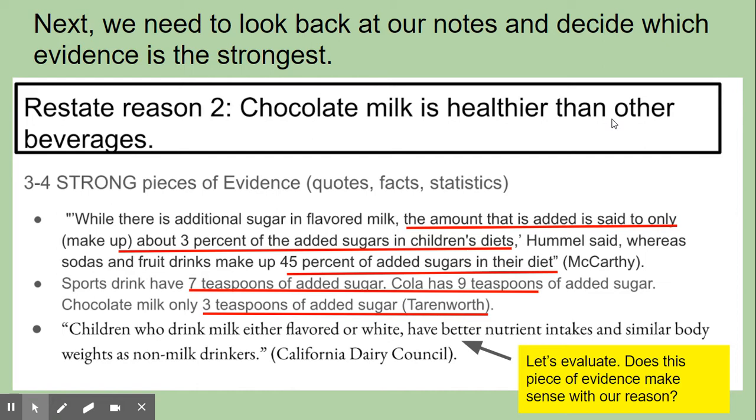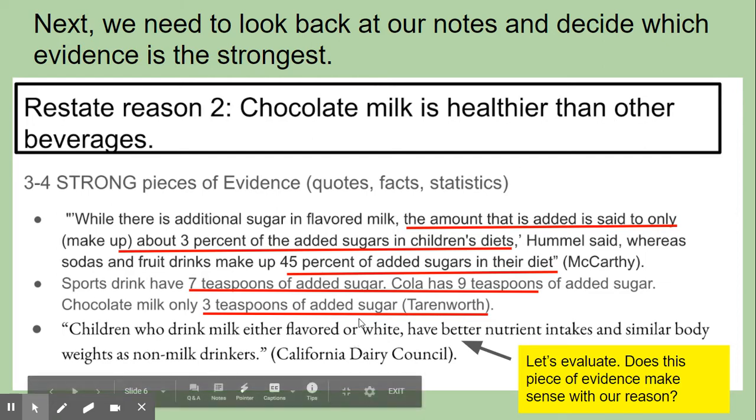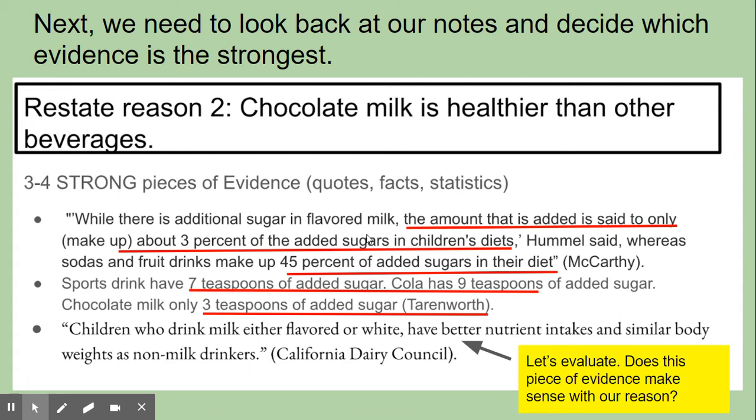After our topic sentence, it's time for us to look back at our bullets, our pieces of evidence, and decide which evidence is the strongest in our argument. And remember, I want it to directly relate to the reason that chocolate milk is healthier than other beverages. All right, so let me read through my evidence. While there is additional sugar in flavored milk, the amount that is added is said to only make up about 3% of the added sugars in children's diet, Hummel said, where sodas and fruit drinks make up 45% of added sugars in their diets. I don't think I need this whole quote, but there are definitely pieces that I can use that are strong pieces of evidence.